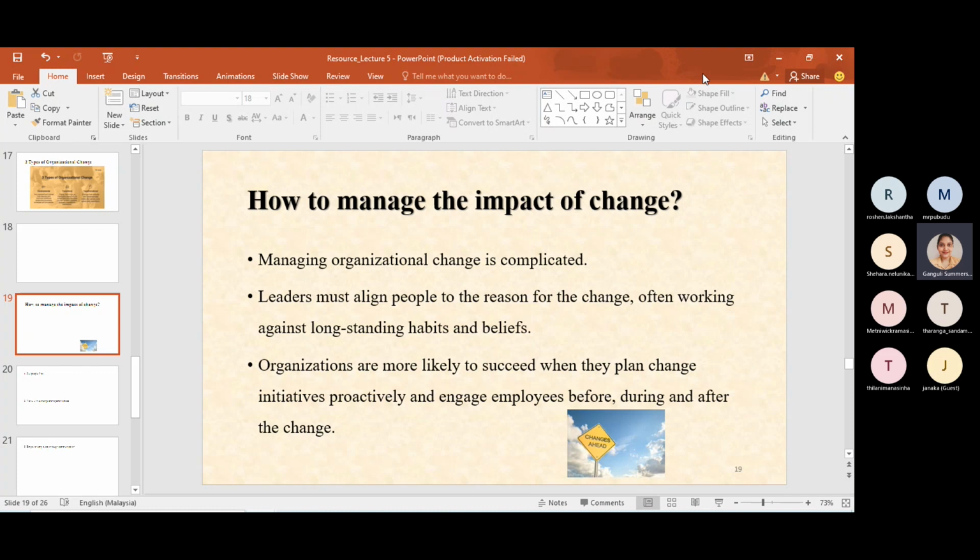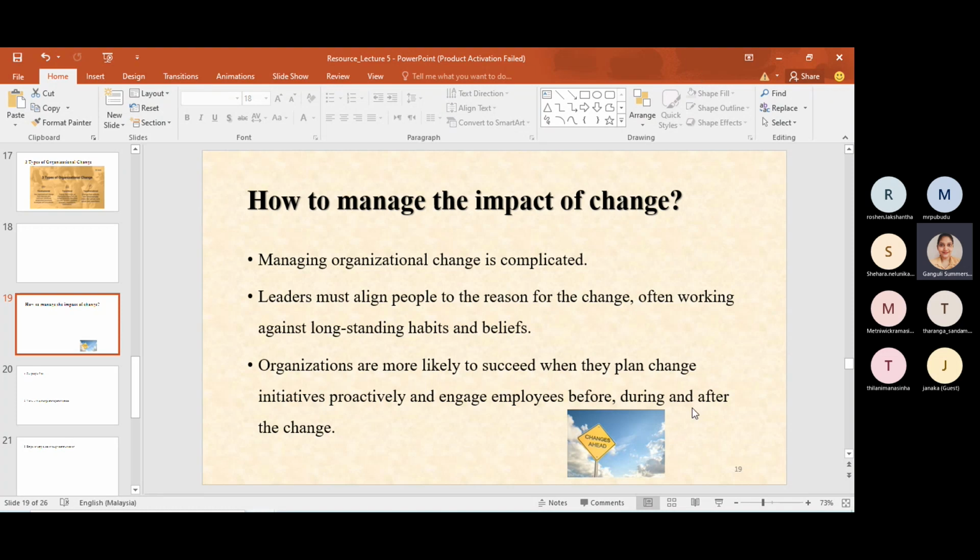So you have to always align people to the reason for the change. You have to reveal the reason to the people. This is why we are doing this change. Likewise, you need to reveal the reason to the people. That will sort of calm them down.